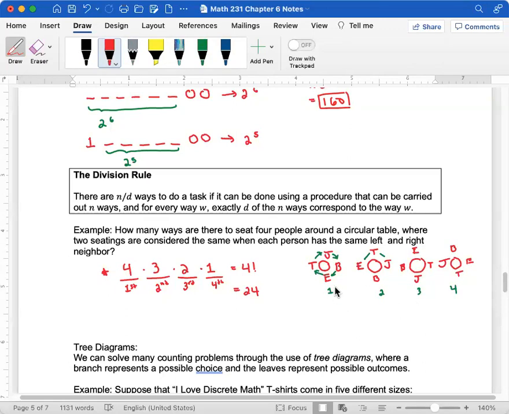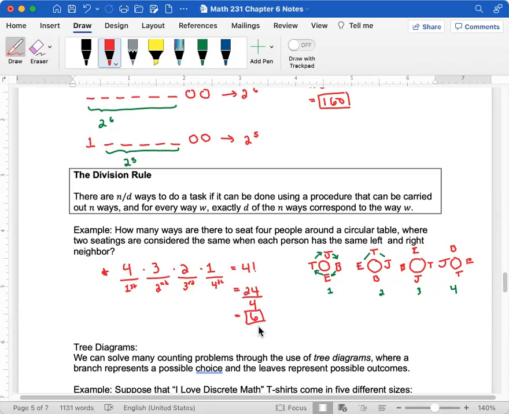So that happens with every seating arrangement. I could rotate them around. So I really need to take 24 and divide out the fact that it's rotating around. Those 4 end up matching over and over again. And that really leaves me with 6 actually unique seating arrangements, switching around who sits next to who. And that's how the division rule works.